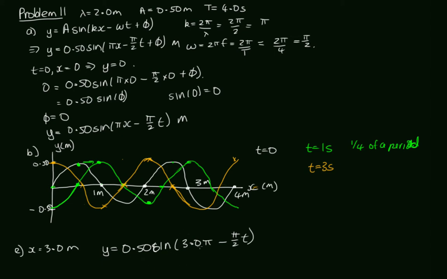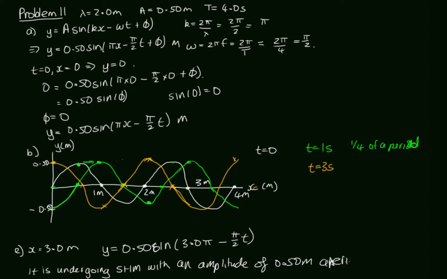Now what's happening is, because it's following the sine wave, it's undergoing simple harmonic motion with an amplitude of 0.50 meters, and it's got the same period as the wave, so the period's still 4 seconds. Okay, so that's answered that problem. Problem 12.